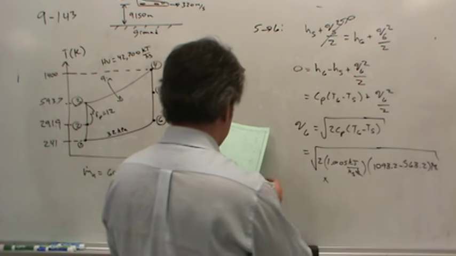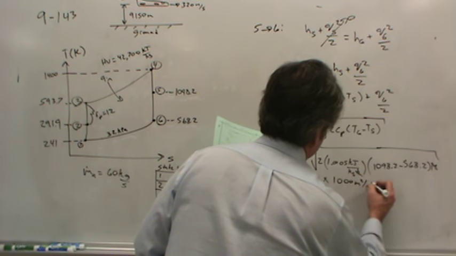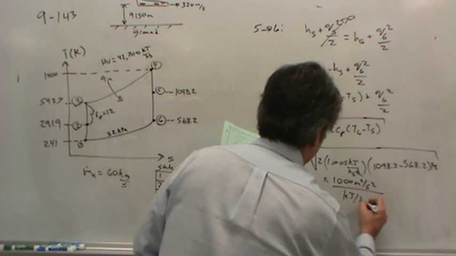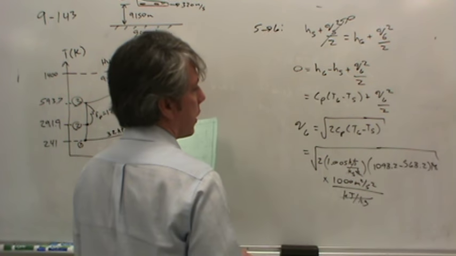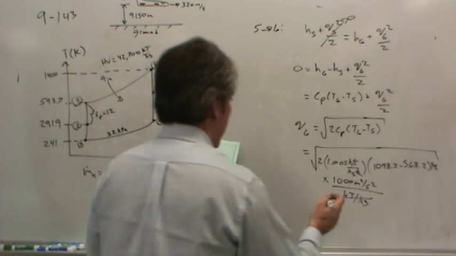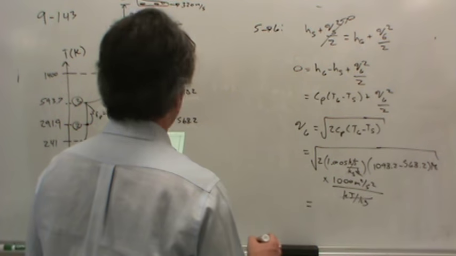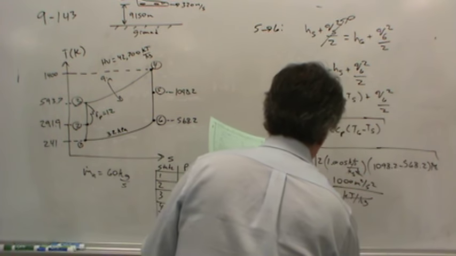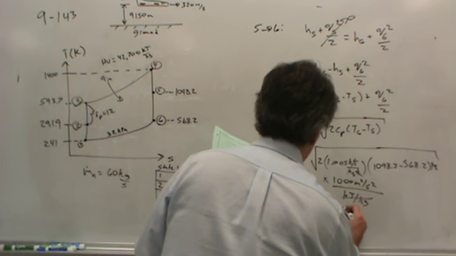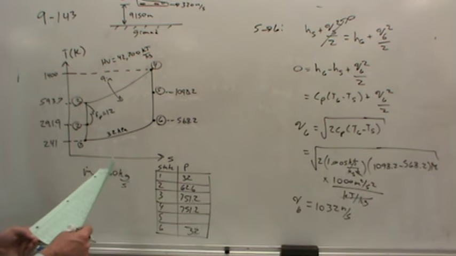I don't have room, I'll run off the video. Times 1,000 meters squared per second squared per each kilojoule per kilogram. So that way those go away, and we've got square root of meters squared per second squared, which gives us meters per second. So anyway, that gives us a speed V6 of 1,032 meters per second. So that's the velocity coming out the back of the engine.